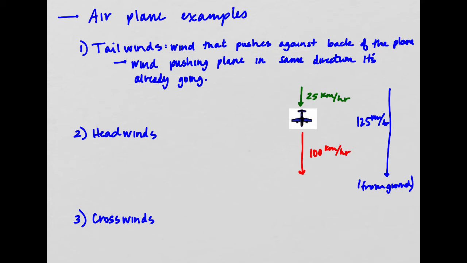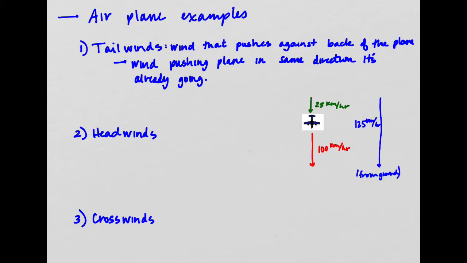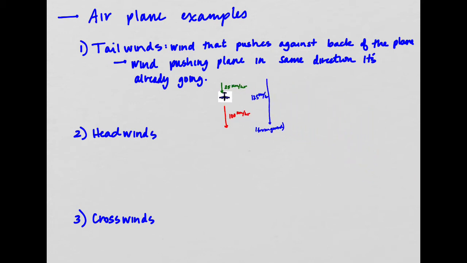That's pretty simple. We have been doing this for a long time. We understand that. That's not really new information. And headwinds aren't really new information either. So headwinds, instead of wind that pushes against the back of the plane, the headwind is the wind that pushes against the front of the plane, or the wind that is pushing the plane in the opposite direction that it's already going.